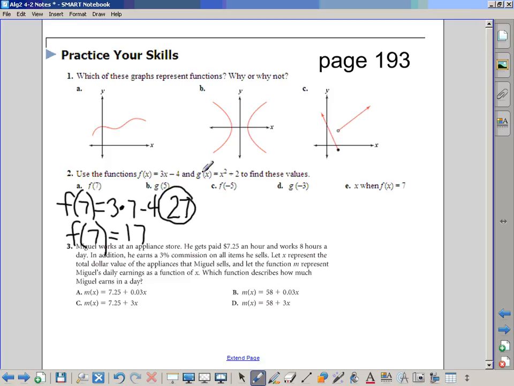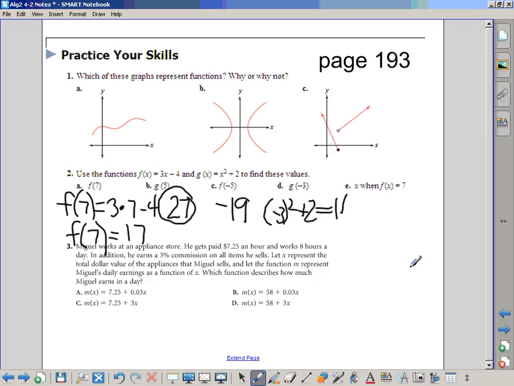In C, they want you to put negative 5 in. Negative 5 times 3 is negative 15. Negative 15 minus 4 is negative 19. In D, we're putting negative 3 in for x. That's going to be negative 3 squared plus 2. 9 plus 2 is 11.